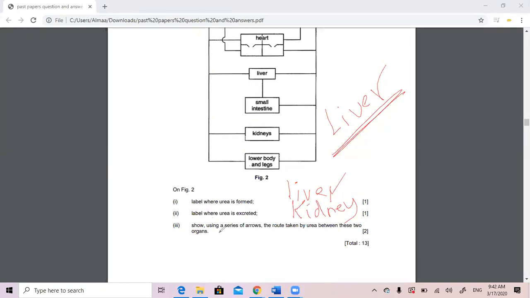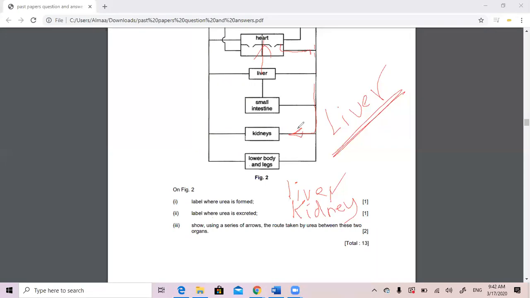Okay. Using a series of arrows, show the route taken by urea between these two organs. We want two arrows, a series of arrows. I will answer this one. Number one, an arrow from the liver to the heart, and from the heart to the kidney. Liver to heart like that, and heart to the kidney. Go from the heart to the kidney, then the kidney here.